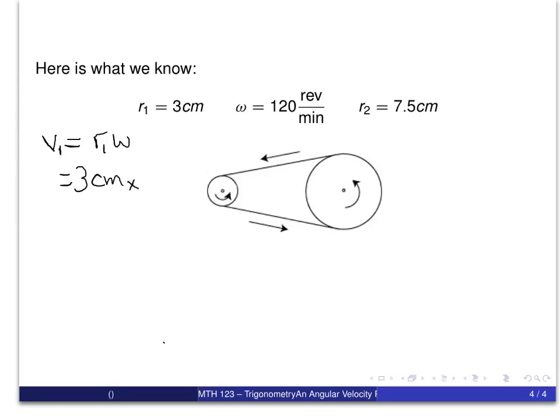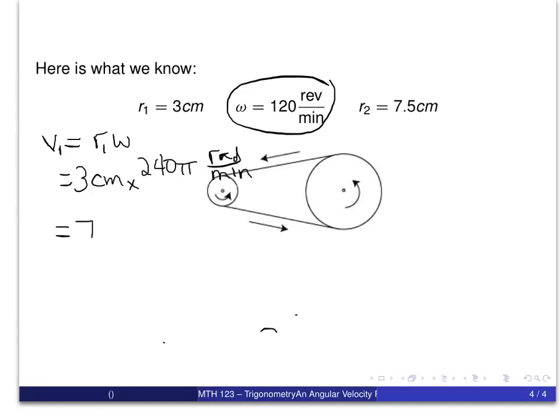times, and I forgot to write down the angular velocity in radians per minute, so let's do that now. It was 240 pi, and that would be in radians per minute. And when we do that computation, you can see we get 3 times 240, so we get 720 centimeters per minute. And that's our linear velocity.